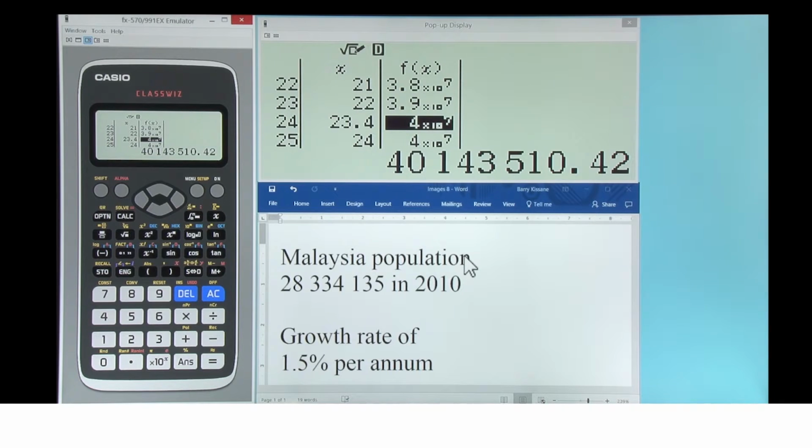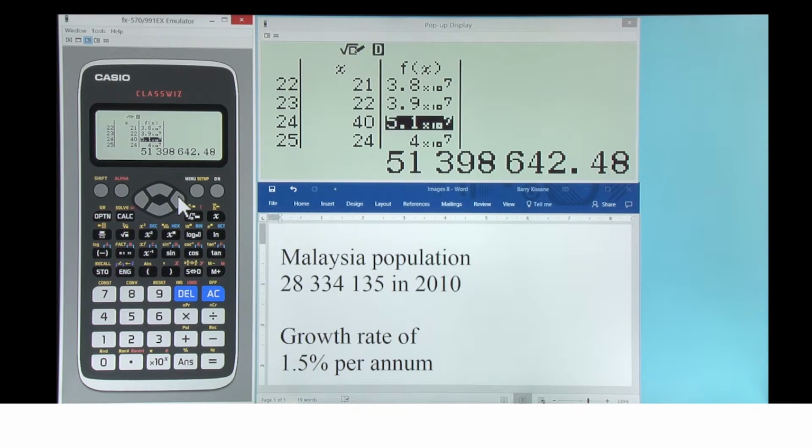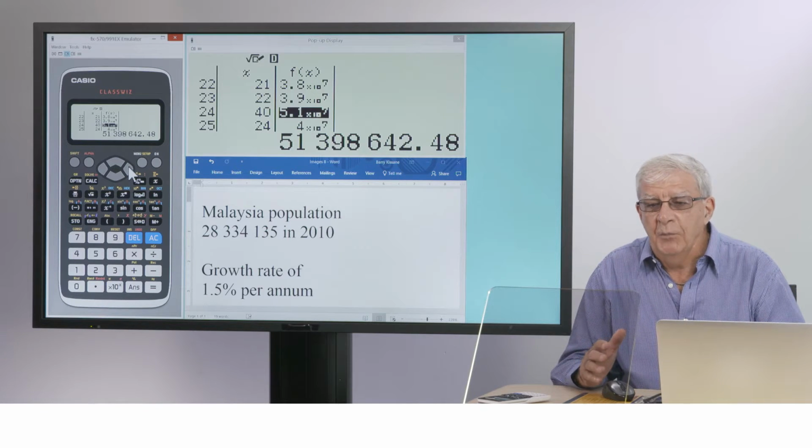The same idea can be used to predict values that are not in the table, such as the population in 2050 when the value of x is 40. So we can change this value to 40 and see the population is very large. A very large population of more than 51 million people is predicted if the growth rate remains constant at 1.5% per annum.